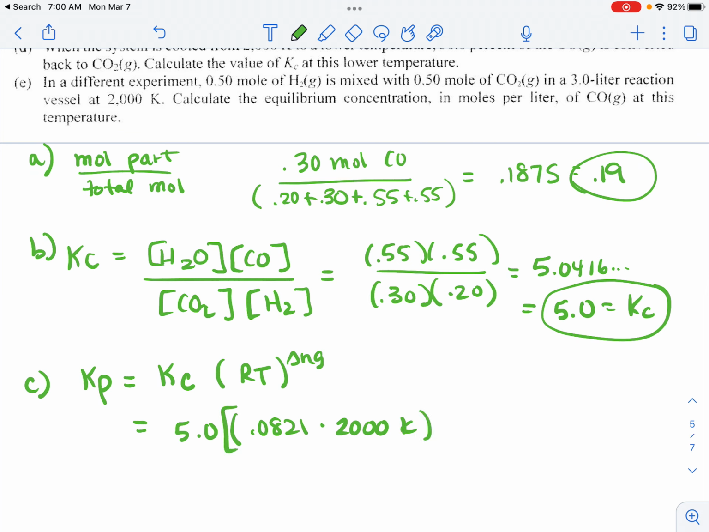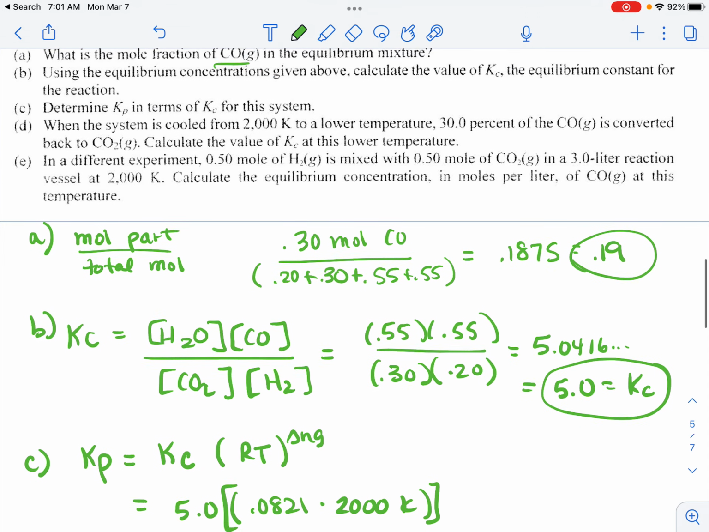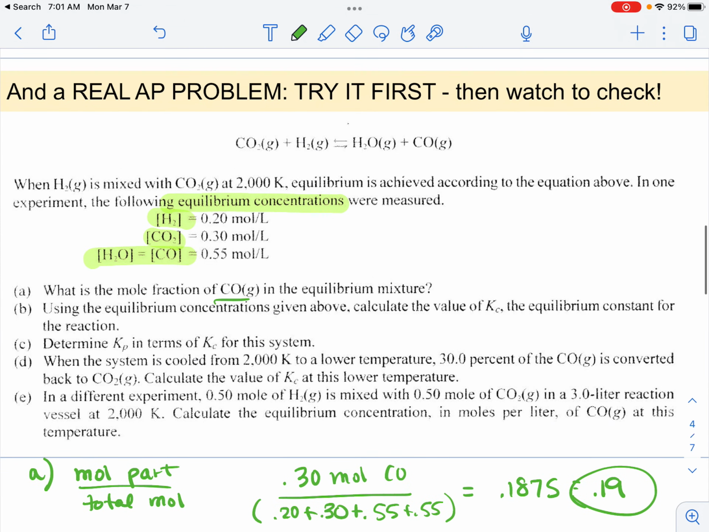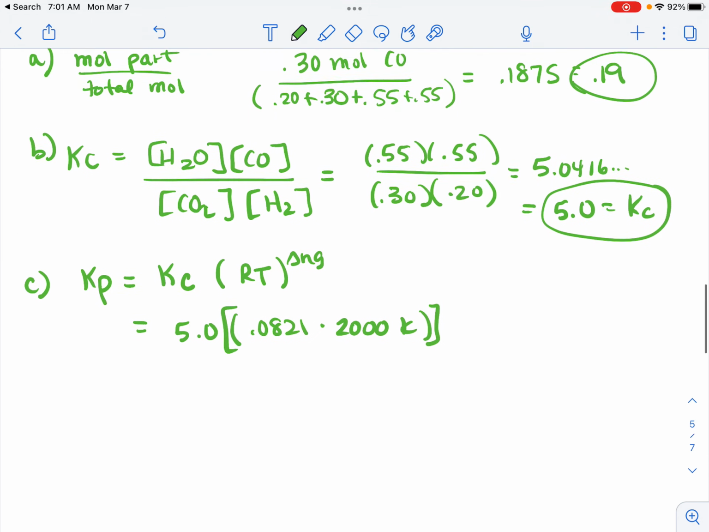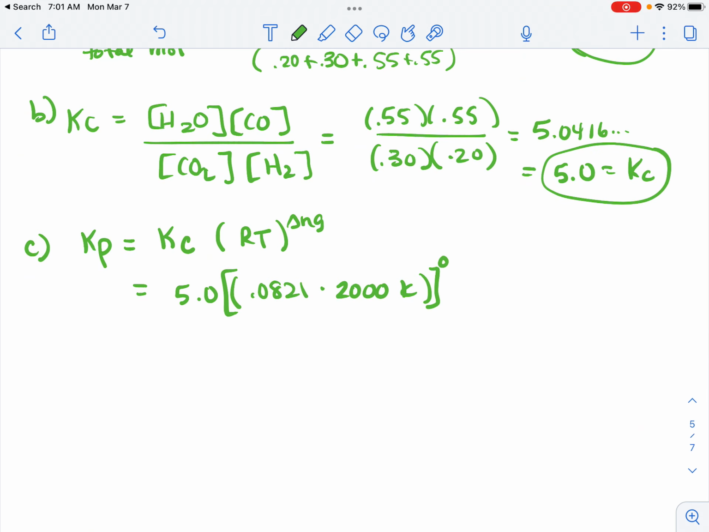And all of that, not the 5, but everything else, needs to be raised to the change in moles of gas. So I come back to my equation, and I see that the products have 2 moles of gas, and the reactants have 2 moles of gas. So delta Ng will be the products minus the reactants, so 2 minus 2, which is 0. So I can say this is to the 0, which means all of this is really equal to 1, so Kp equals 5.0.